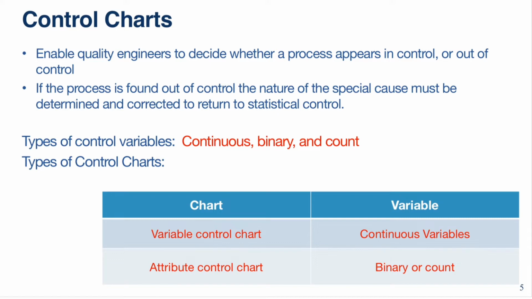Now, there are different types of control variables. We have continuous, binary, or count. And therefore, we have different types of charts. In this class, we are going to concentrate on variable control charts, which are determined by continuous variables. Another type of charts are the attribute control charts, in case the variable is binary or count.